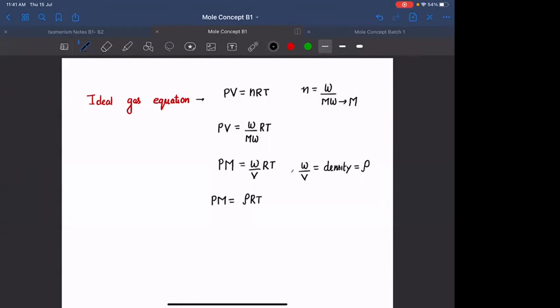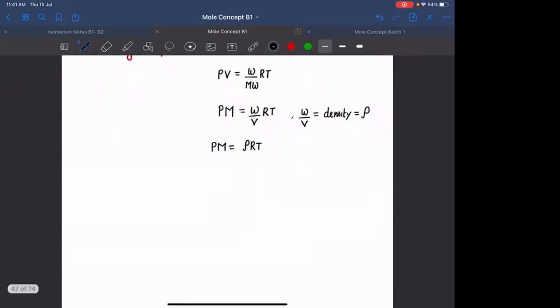Okay. Or else density of any gas is given by rho is equals to PM upon RT. So if I'm taking two different gases at same conditions of pressure and temperature, the one which is having greater molecular mass will be having greater density. Is that clear?